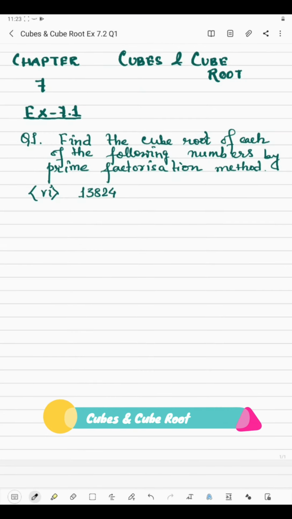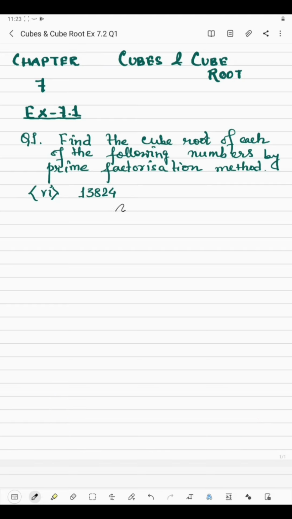In the next part we have 1, 3, 8, 2, 4. We will have to find the prime factorization, and as the last digit is an even number, it will be divisible by 2. So 2 6s are 12, 2 9s are 18, 2 1s are 2, 2 2s are 4. Again the last digit is an even number, so it will be divisible by 2. So 2 3s are 6, 2 4s are 8, 2 5s are 10, 2 6s are 12. Again it will be divisible by 2 as the last digit is 6.